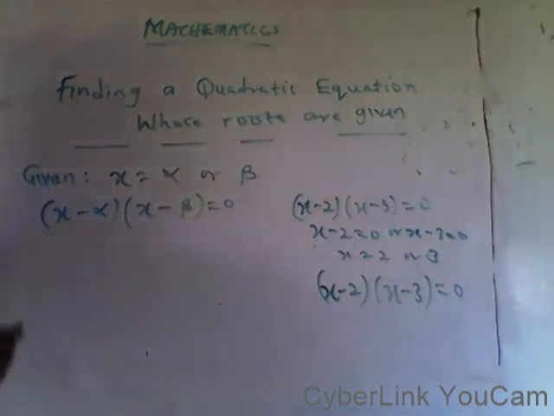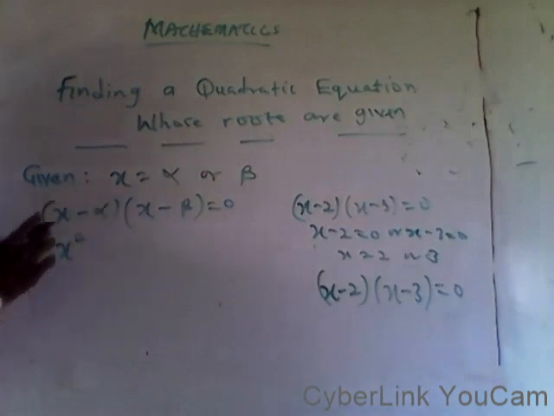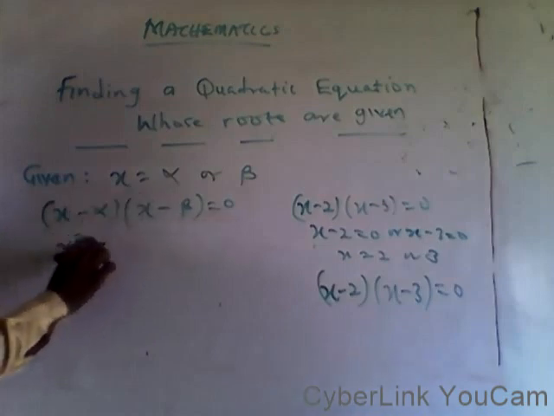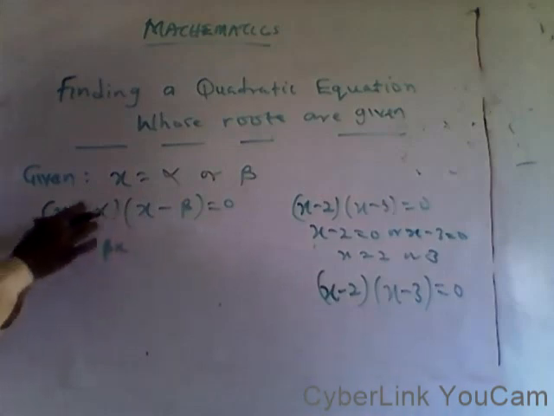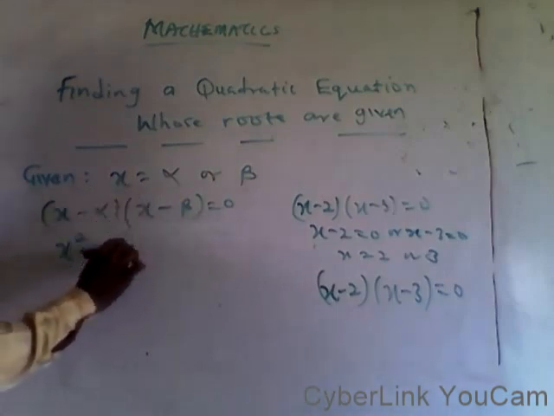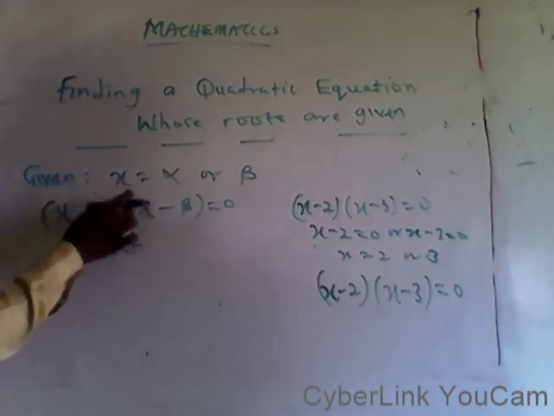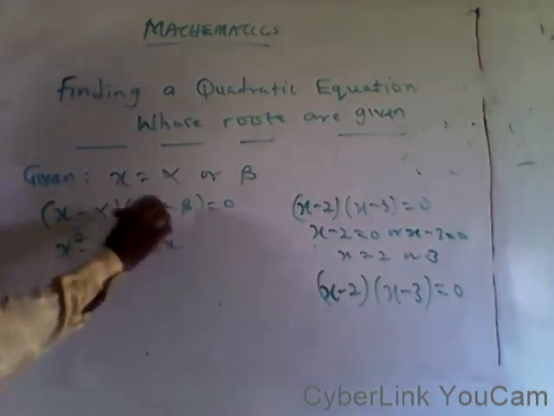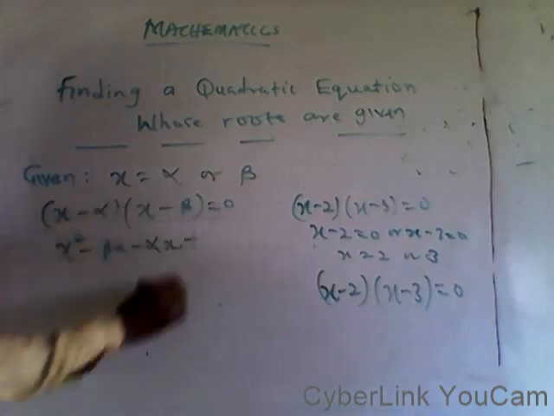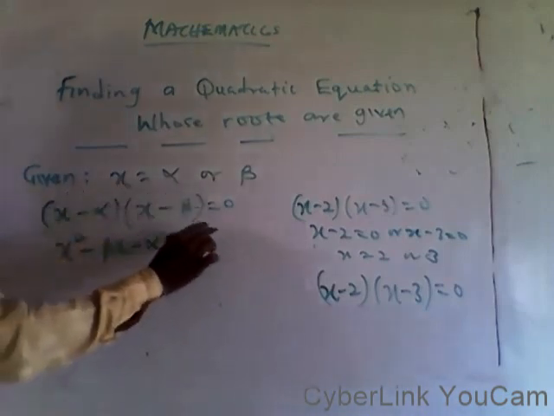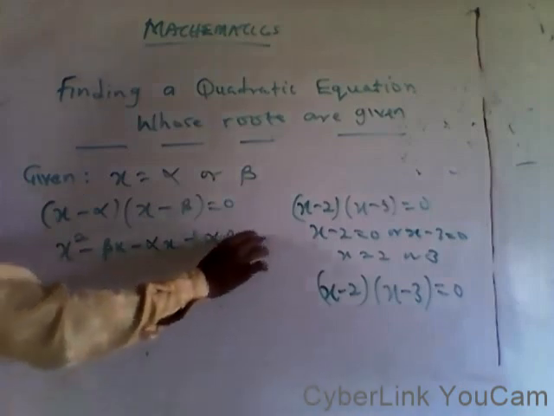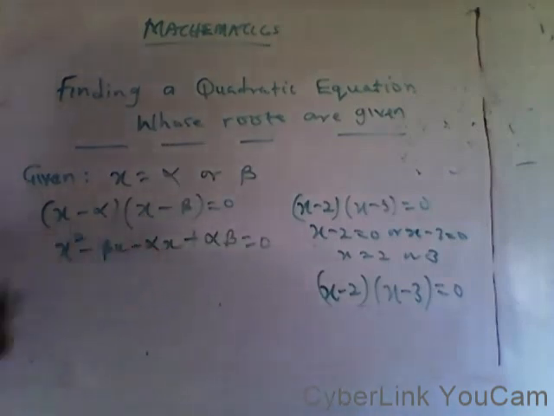So let's open the bracket. You have your x multiplied by x, that is x squared. x multiplied by minus alpha, that is minus alpha x. Then minus beta multiplied by x, that is minus beta x. Then minus times minus, that is plus. Alpha times beta, that is alpha beta. Everything equals 0.